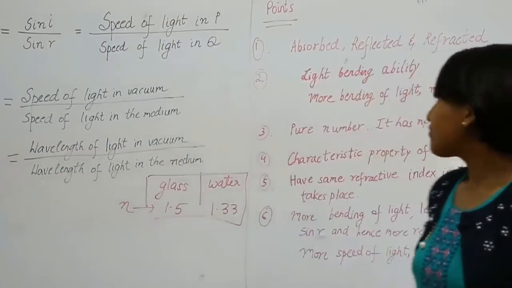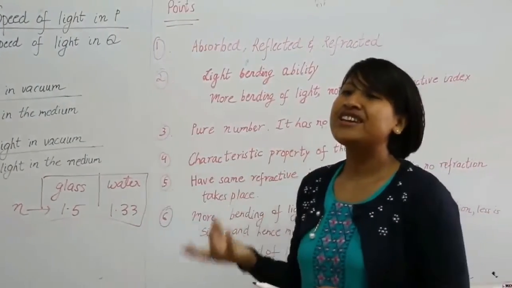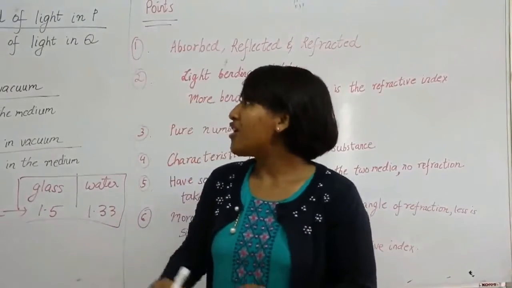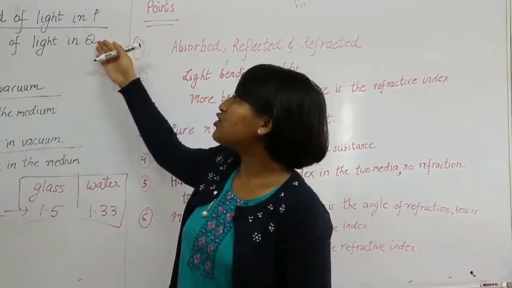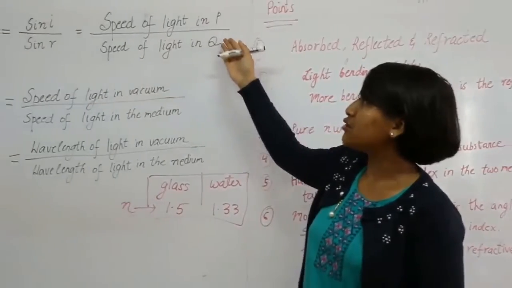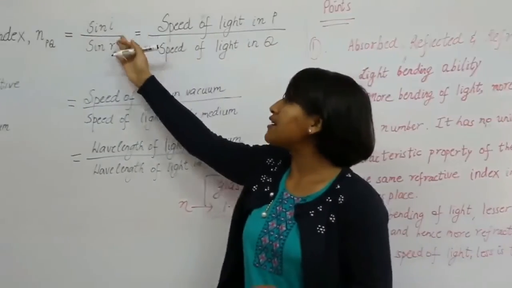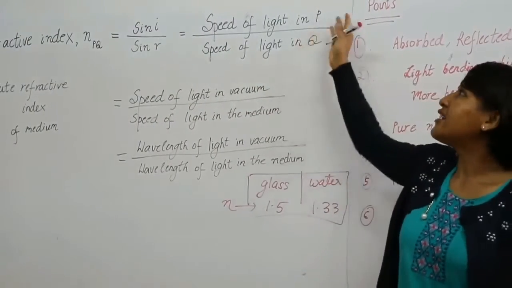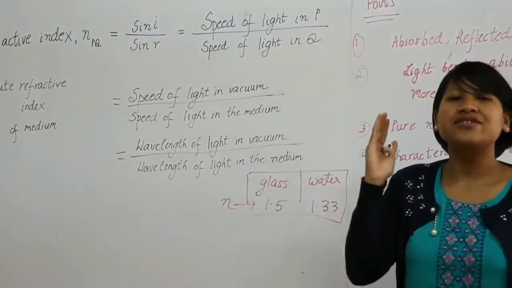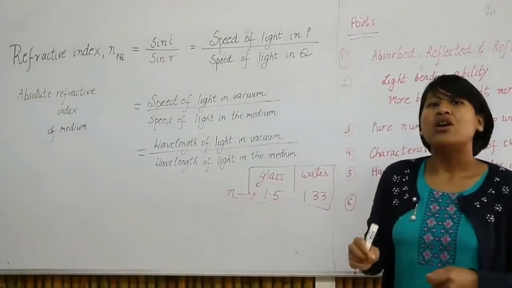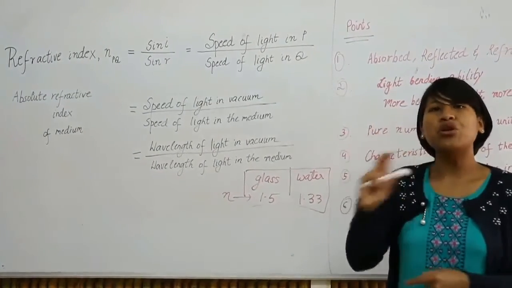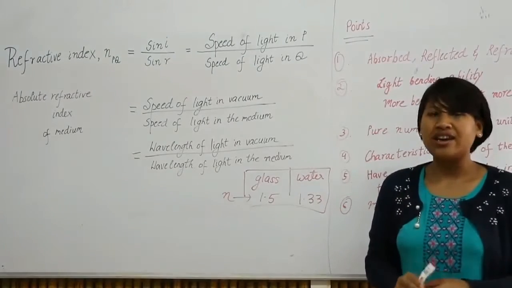Next, refractive index is a pure number. Why is it a pure number? Because it is a ratio of two similar quantities. Look, speed and speed, and sin i by sin r. The units get cancelled. As a result, there is no SI unit for refractive index. They will give you only the number with no SI unit.